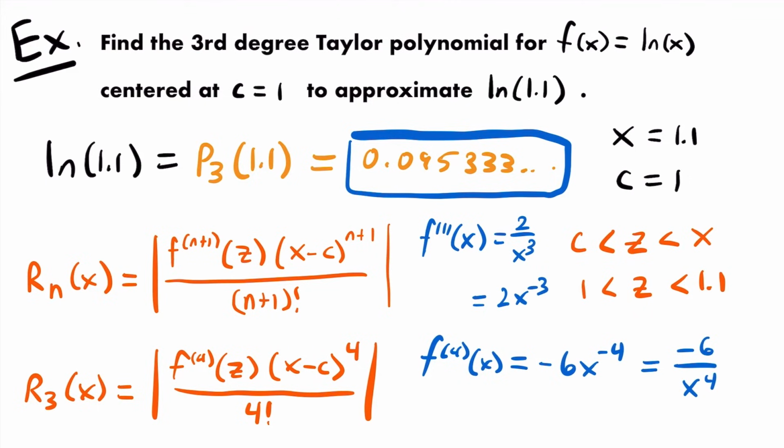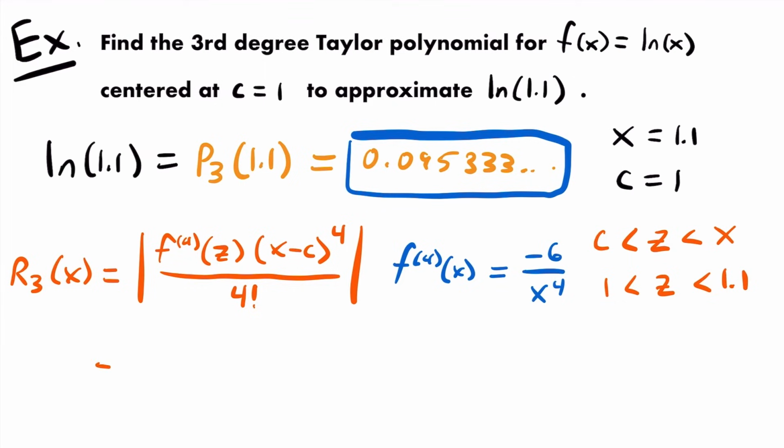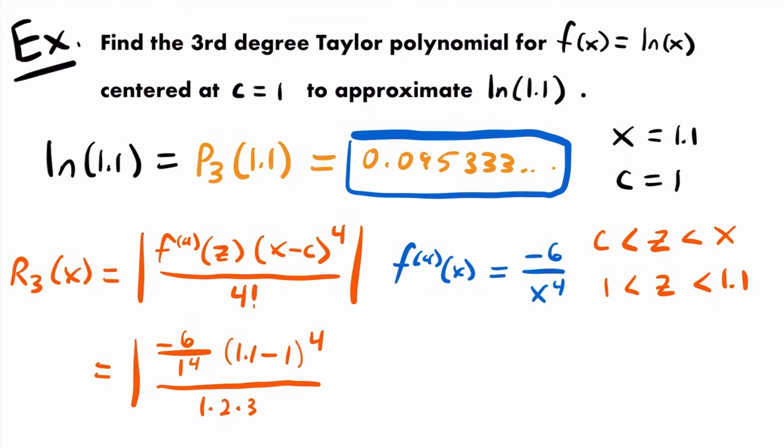Okay, so if I clean up my work here, let's calculate our error. This is going to be equal to the absolute value of our fourth derivative evaluated at z, which is going to be negative 6 divided by 1 to the power of 4, times x minus c, which we know x is 1.1 and c is 1, so we'll subtract 1, to the power of 4, divided by 4 factorial, which is 1 times 2 times 3 times 4. Now 1 to the power of 4 is just 1, and these absolute value bars are going to eliminate that negative, so what we're going to be left with is 6 times 1.1 minus 1, which is 0.1, to the power of 4, divided by 1 times 2 times 3 times 4.